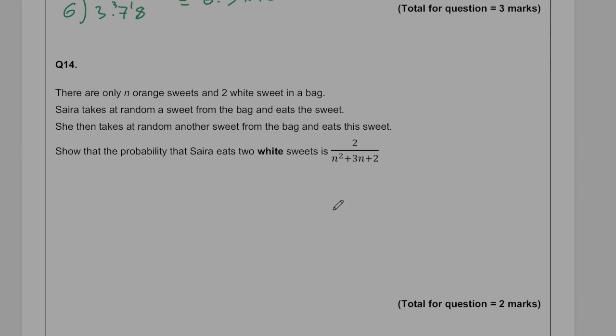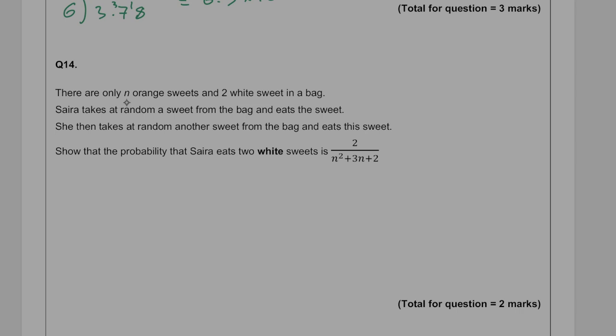Question 14. There are only n orange sweets and 2 white sweets in a bag. Sarah takes at random a sweet from the bag and eats the sweet. She then takes at random another sweet from the bag and eats the sweet. Show that the probability that Sarah eats 2 white sweets is 2 out of n squared plus 3n plus 2. So I hope this works out.